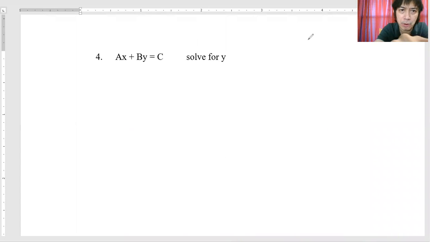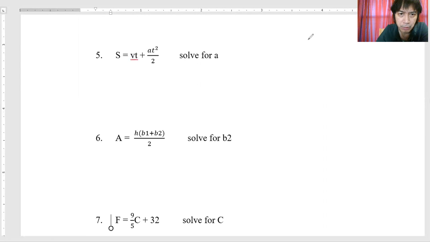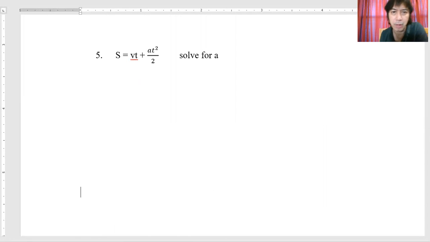All right, let me proceed to the fifth number. Let me just scroll down. Okay, here's the fifth number. Let us put more space below it. There. Okay, we have S. This is a formula in physics. It's a displacement. The distance S or displacement S is equal to velocity times time plus acceleration times time squared over 2. That looks familiar to you. We're asked to solve for the acceleration, the A.